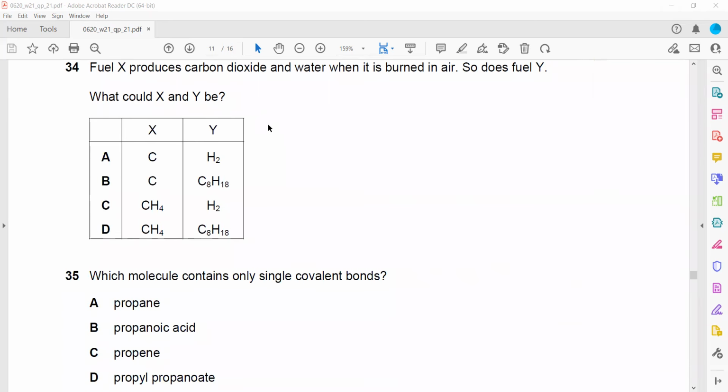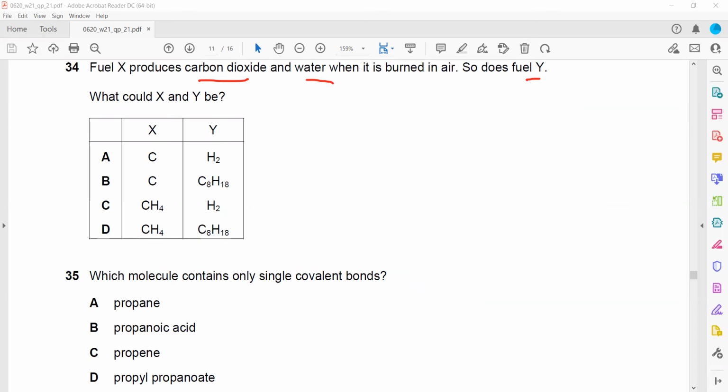In question 34, fuel X produces carbon dioxide and water when it is burned in air. So does fuel Y. What could X and Y be? Because both produce carbon dioxide and water, both should be hydrocarbons. When we burn a hydrocarbon, it can produce carbon dioxide and water.